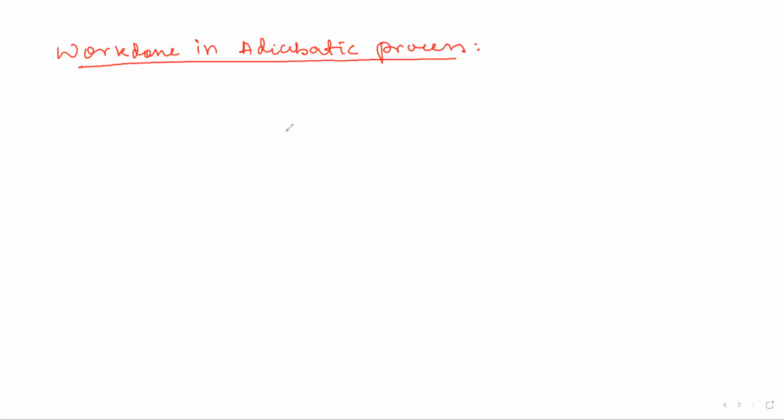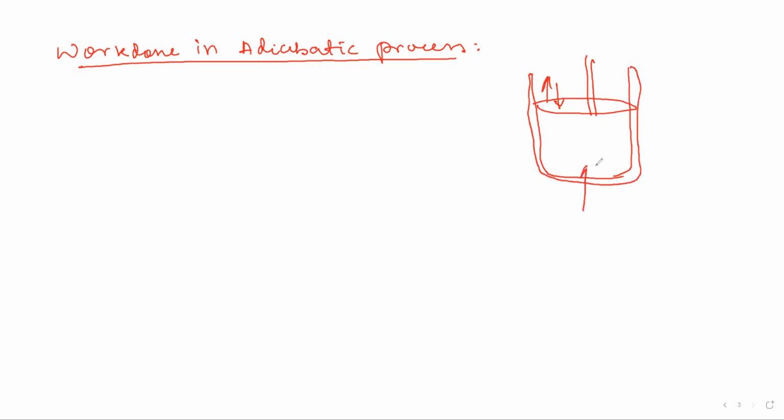So first of all, let us discuss what the adiabatic process is. Adiabatic process means heat exchange is not allowed with the surrounding. Suppose this is a system and this is your piston. This piston can move up and down. Now the wall is adiabatic, that means heat exchange is not possible. The outside heat cannot go inside, and the inside heat also cannot go outside. Heat exchange is not possible.